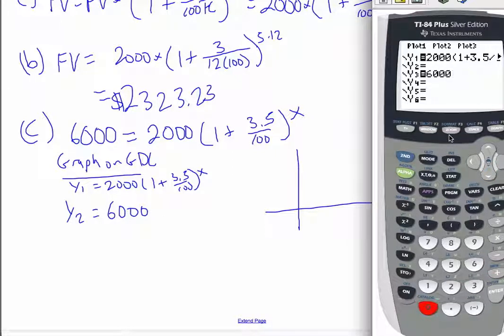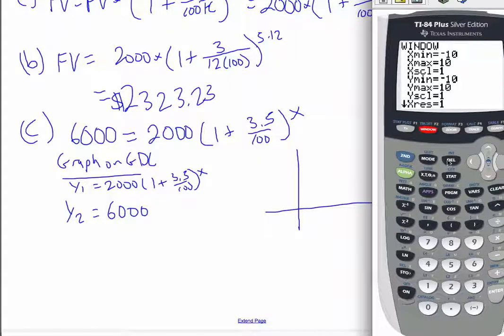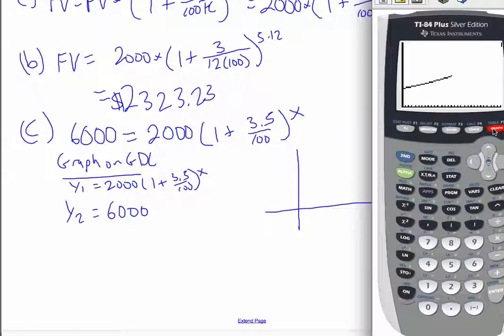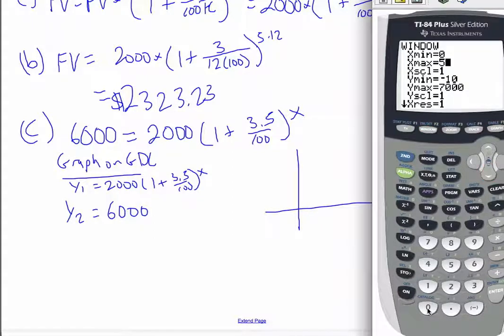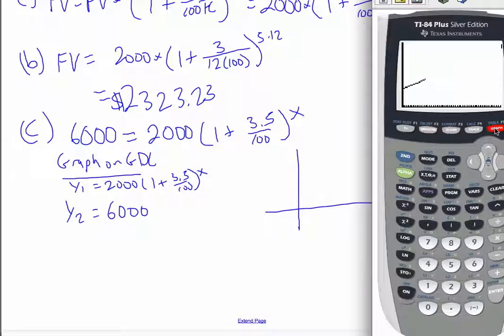Okay, before I press graph, I know my window needs to go up to at least 6,000. So the y max, maybe 6,000 or 7,000, so I can see the point of intersection. X value, I'm guessing maybe 20 years, maybe 30 years. Let's go for 30. Definitely not a negative number of years, so that should work. Let's see if we can see the point of intersection. Okay, it's actually more than 30 years, so let me change X max to 50. Okay, so now I can see the point of intersection.